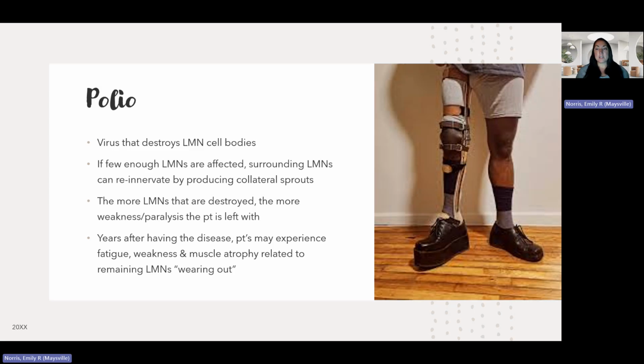Even if initially the person has some weakness, but then they're able to regain function, eventually down the line, oftentimes they'll have what we call post-polio syndrome, where they get fatigued easily, where they have weakness and atrophy years later, because those lower motor neurons wear out. It's like they become weak over time.